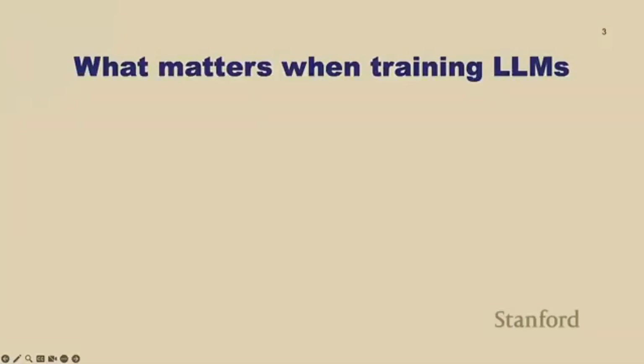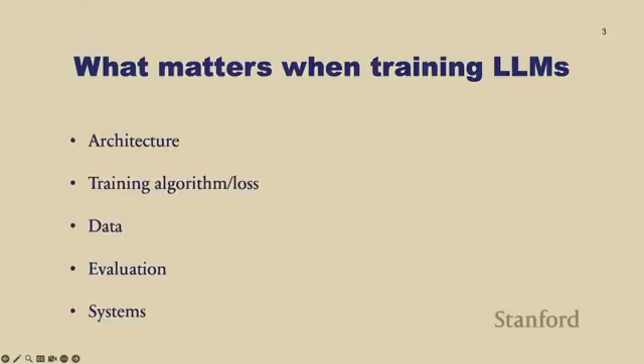Great, so what matters when training LLMs? There are a few key components that matter. One is the architecture. As you probably all know, LLMs are neural networks, and when you think about neural networks, you have to think about what architecture you're using. Another component which is really important is the training loss and the training algorithm. So how you actually train these models.